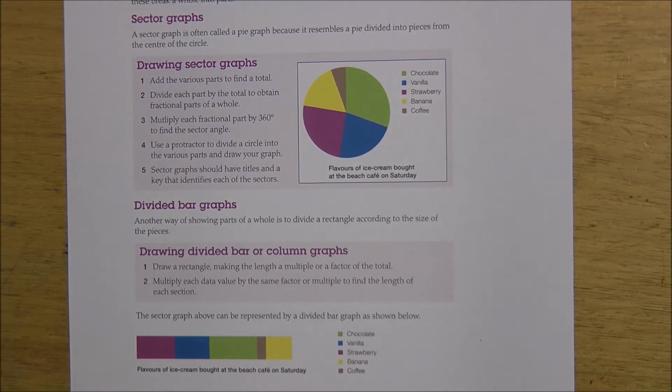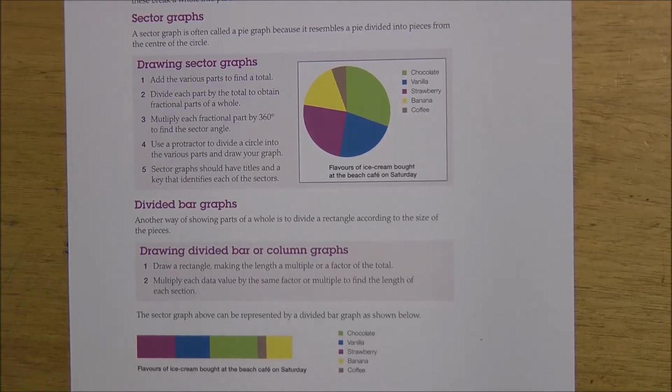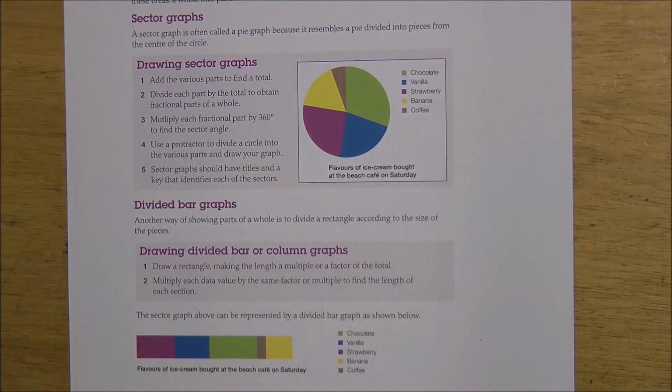Chapter 9.4, Comparing Parts of a Whole with Graphs. In this section we're going to look at sector graphs, or pie graphs as you may well know them, circle graphs, and bar graphs, which is basically the line sort of graph like we have down the bottom here. A couple of things we've got to think about when we do these graphs.